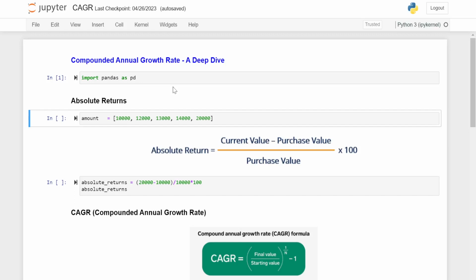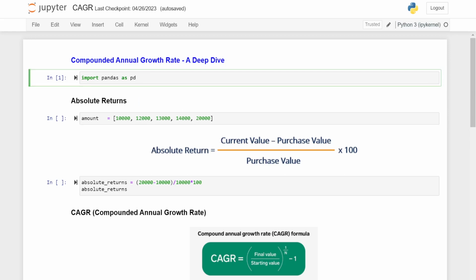Hi friends, in this video we will discuss compounded annual growth rate. And before we discuss compounded annual growth rate, that is CAGR, we will see what is absolute return.